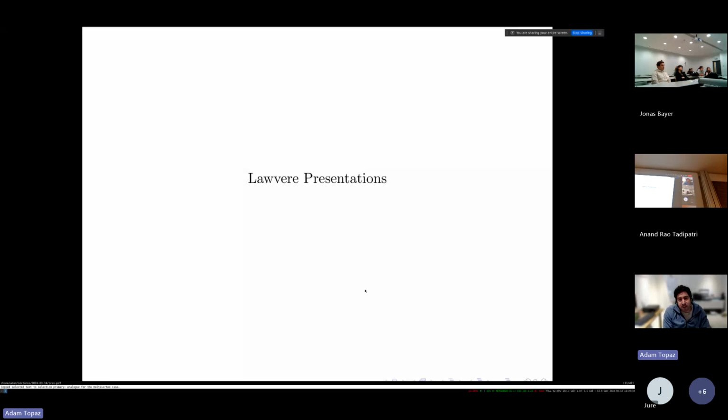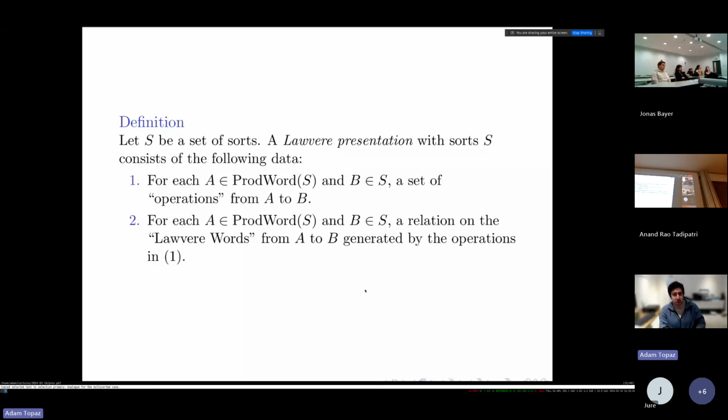The solution to this is what I'm going to call a Lawvere presentation. This is essentially what historically has been called a theory in the context of universal algebra, but just formulated in a slightly different way in the context of Lawvere theories. So here's the definition. If I have a set of sorts S, I'm going to say that a Lawvere presentation for that set of sorts consists of this data. Whenever you have an object A in this inductive type that I mentioned earlier, and an object B of S, you need to specify a set of operations from A to B.